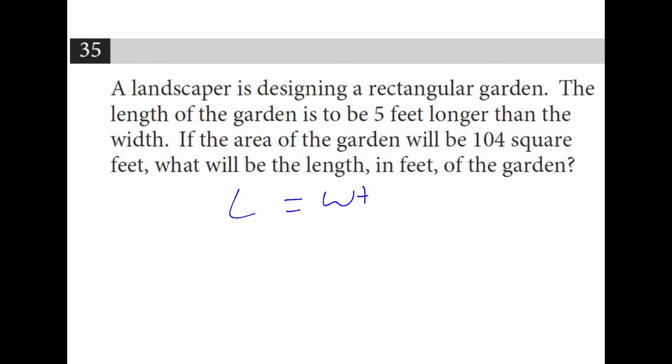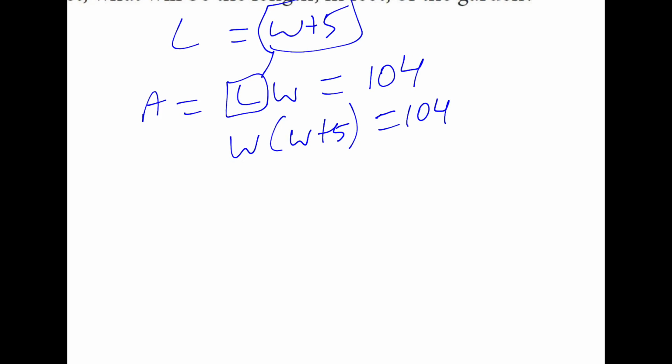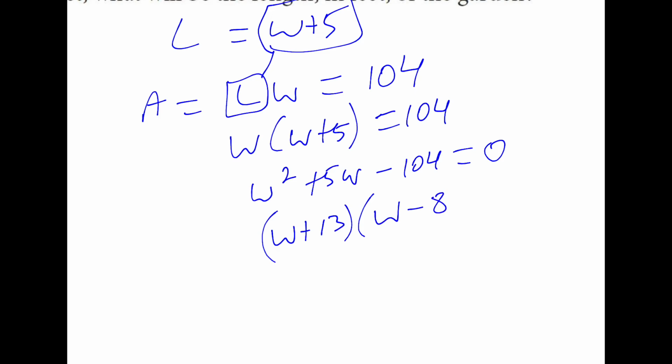Length is W plus 5. Area is equal to L times W, so 104. So I can replace L with what it's equal to. And now I know that W times W plus 5 is equal to 104. W squared plus 5W minus 104 is equal to 0. And I'm guessing it's going to be somewhere around 10. So it turns out it's 13 and 8. So W plus 13, W minus 8. If you multiply these two, you get 104. If you add these two, you get a positive 5.